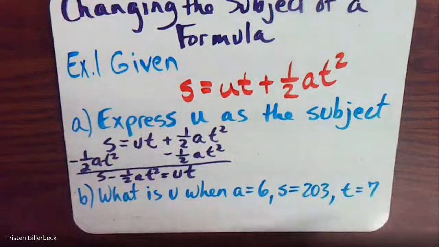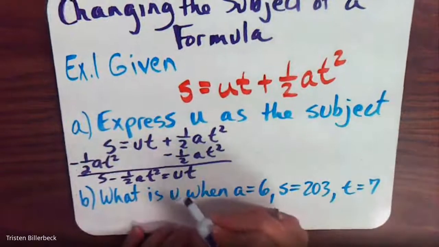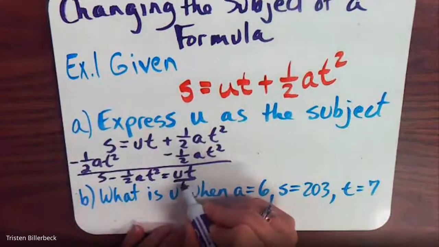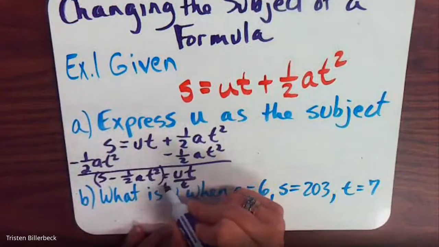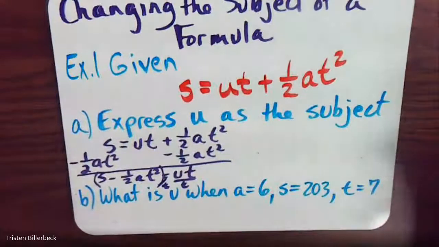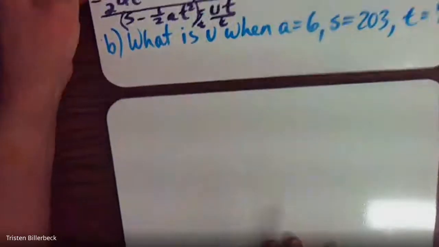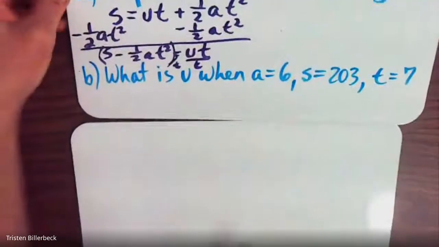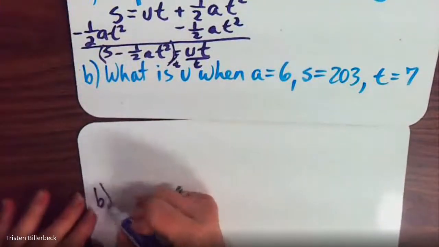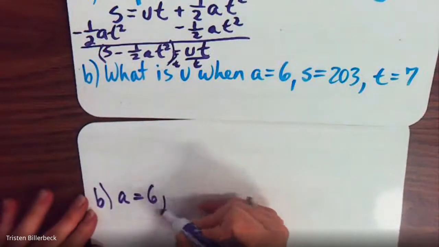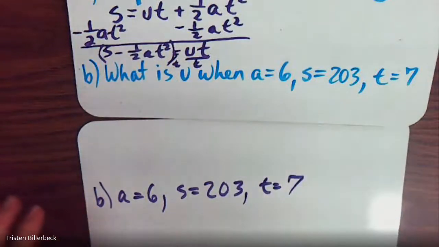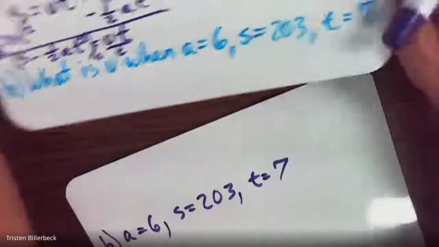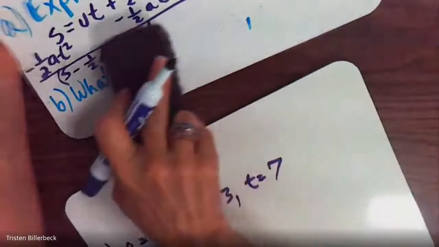We still don't have U by itself. It's being multiplied by T. So we're going to divide everything by T. I'll just divide it by T down here. Sorry, I'm running out of room. Let me transfer this so we have a little more room. So part B is going to be A equals 6, S equals 203, and T equals 7. Okay, got some room now. Let's rewrite this line.